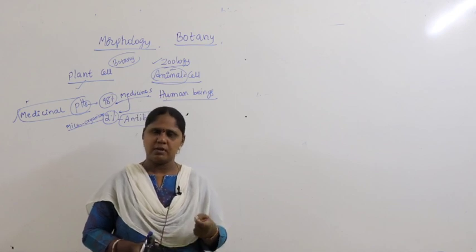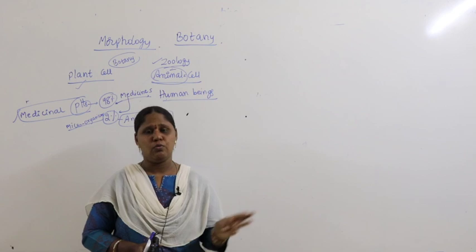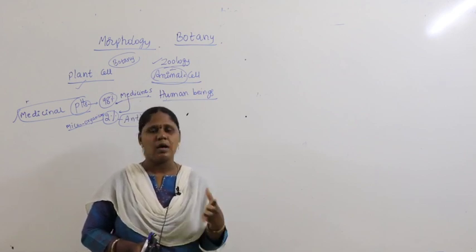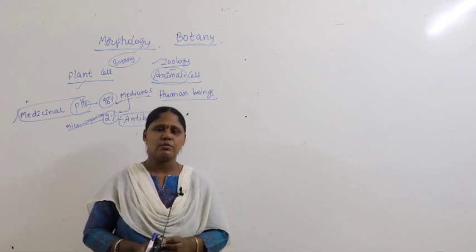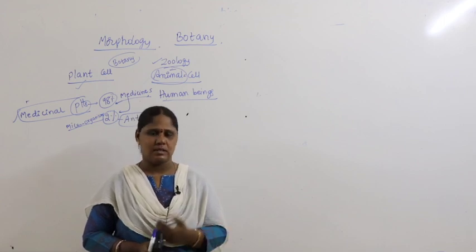Ashwagandha root is called the king of medicinal plants. Why? The root is very useful, the shoot is useful, the leaf is useful, the flower, the inflorescence, all the parts of ashwagandha are very useful in the preparation and formulation of different types of medicines.